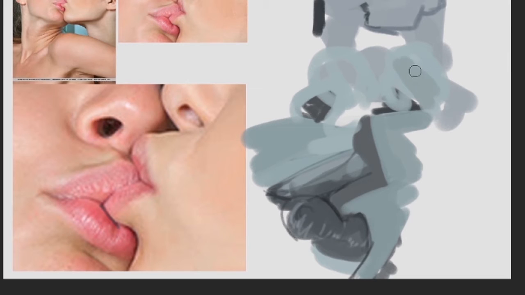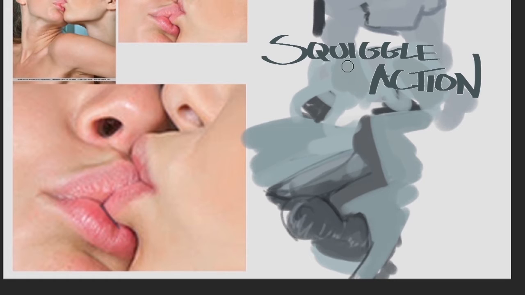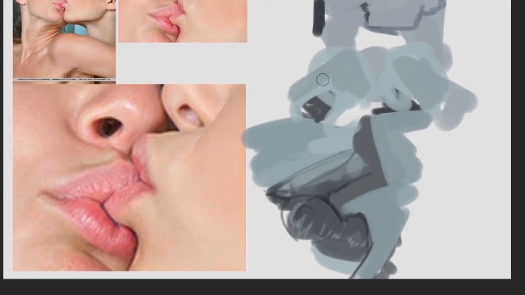Might as well just keep going. You saw what I did right there, that was some squiggle action. I'm a big fan of squiggle action. It helps me roughly place things. You saw there I just did a squiggle for a nose, and then I kind of zoomed in on it. I was like, what's really happening with that nose?